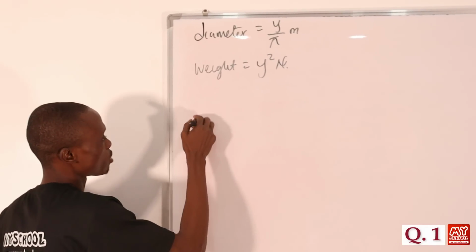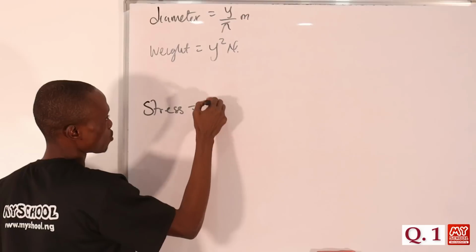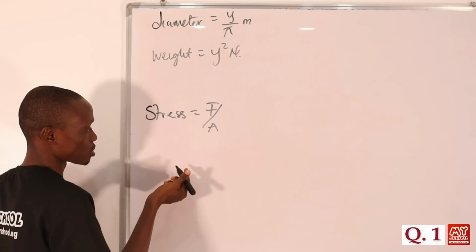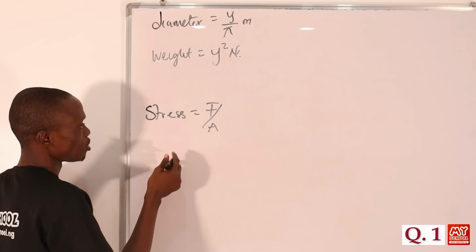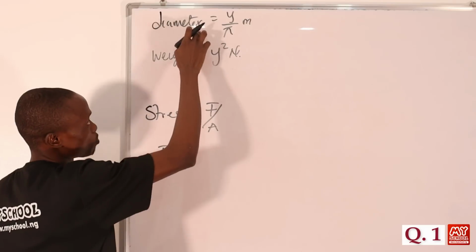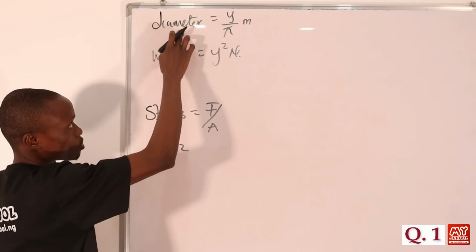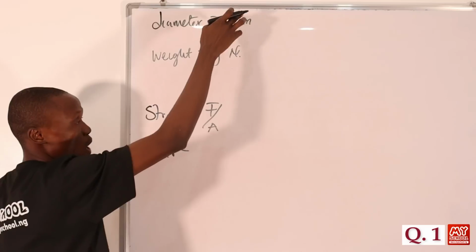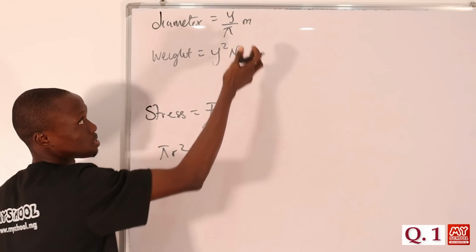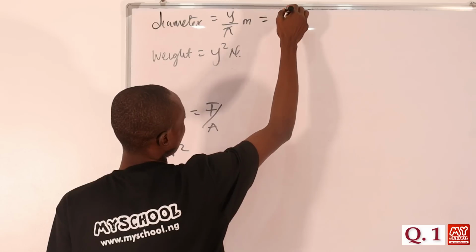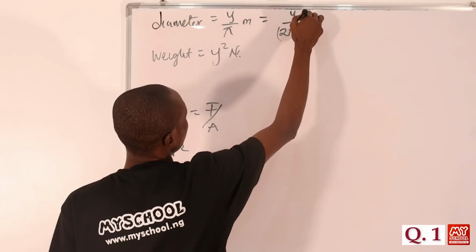Now remember that stress is given as force all over area. In this case the wire will be considered to be cylindrical, right? And the area will be equals to pi r squared. So we have to get the value of radius from the diameter by simply multiplying this value that is given to us by 1 over 2, which is the same thing as dividing this by 2. So if we multiply this by 1 over 2, we'll be having y over 2 pi meter, right?